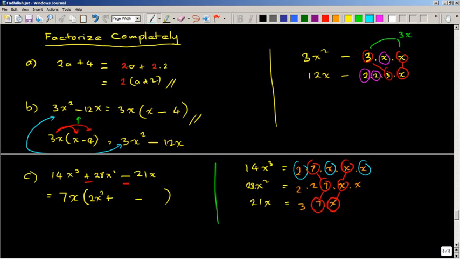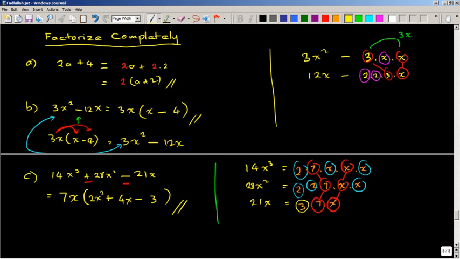Okay, what about 28x squared? What is left? 2 and x. So 4x. Okay, what about 21x? What is left? Just 3. So you put 3 there. So that is the answer. That is how you factorize completely.